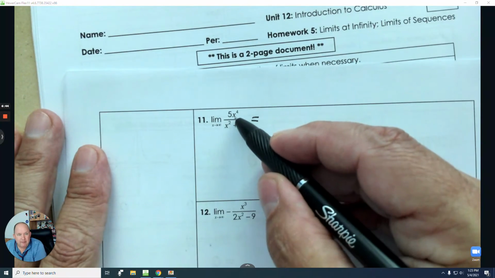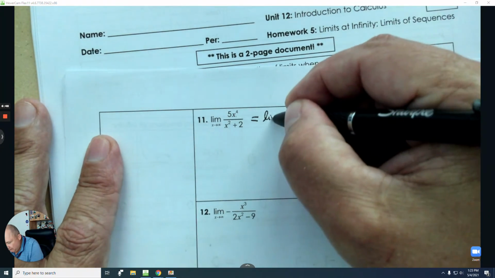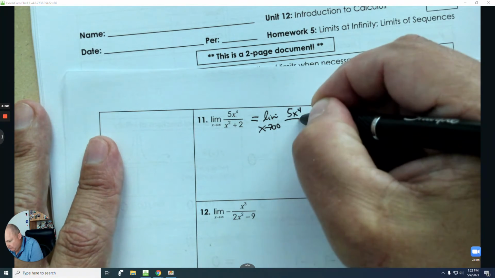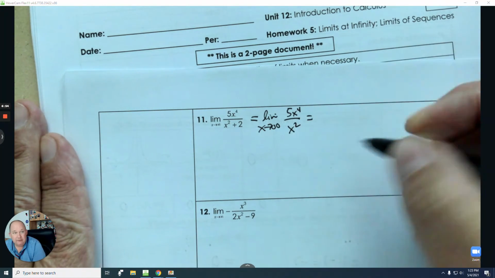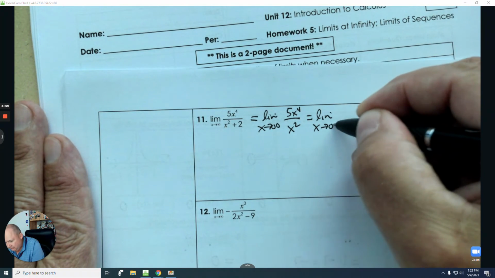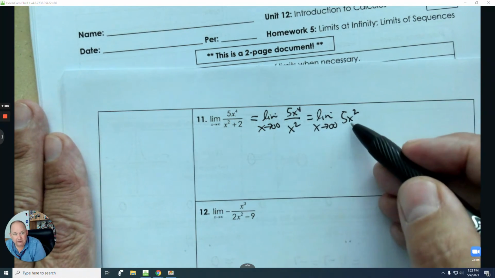What happens when the numerator is more powerful? Then we have a little bit more work to do. So the limit as x approaches infinity, we have 5x to the 4th, and then the power term in the bottom is x squared. Simplify this, and you get the limit as x approaches infinity of 5x squared. So when you divide, subtract the exponents.